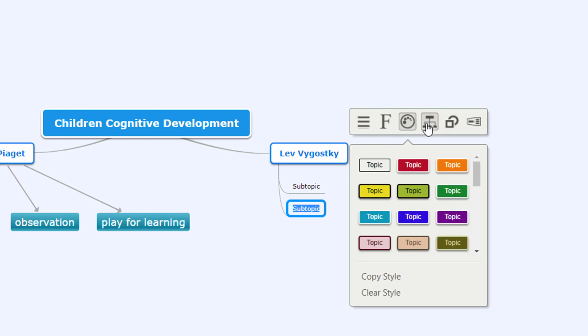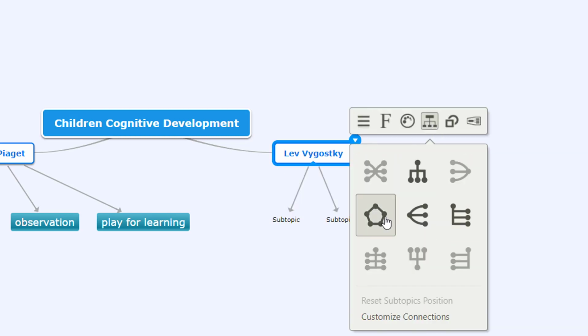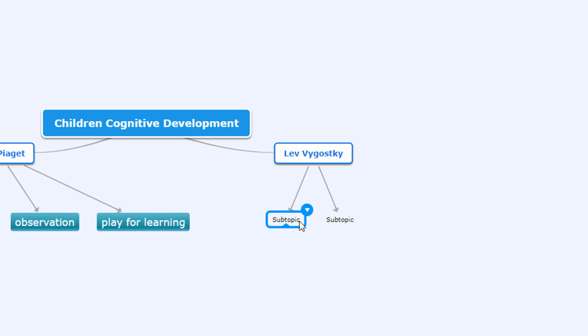And I don't want this layout, so again I click it here. So Vygotsky also mentioned the importance of observation of the children. So I'm going to put observation here. And the second one, he came up with a great theory. It's called zone of proximal development. I will just type in the abbreviation here, ZPD.